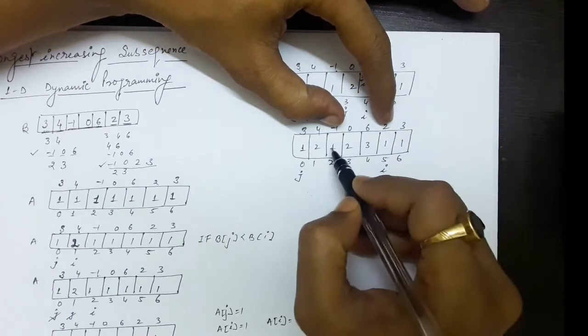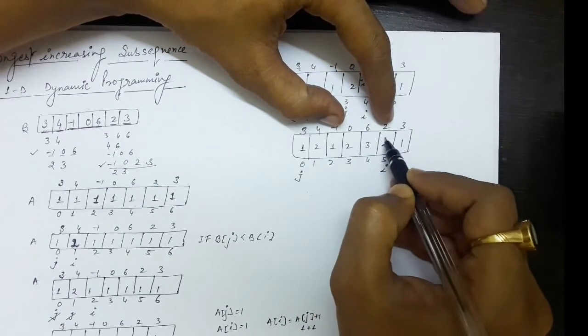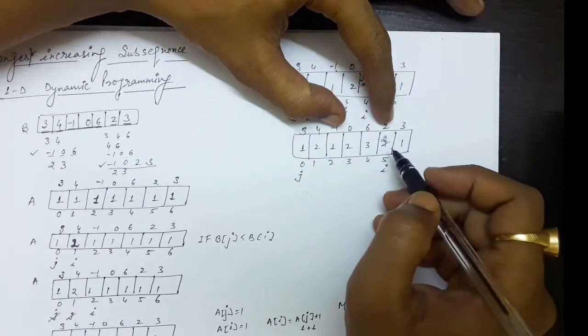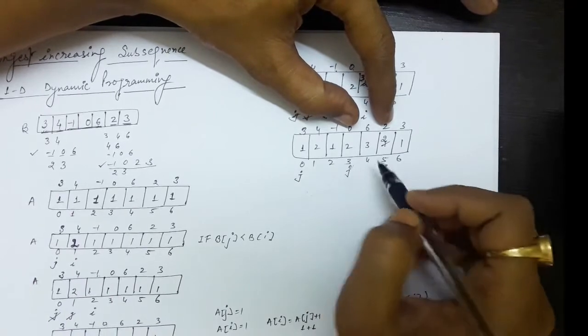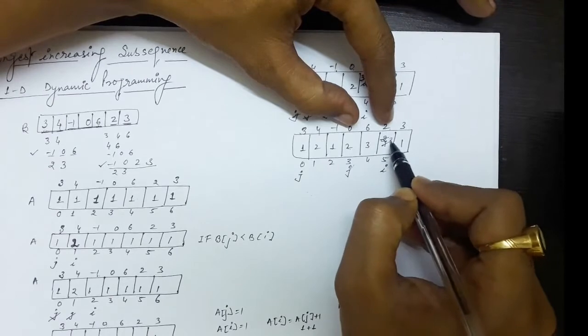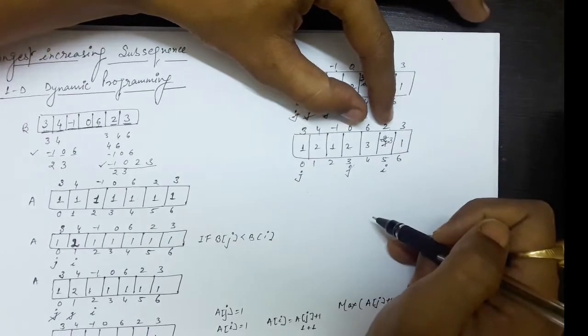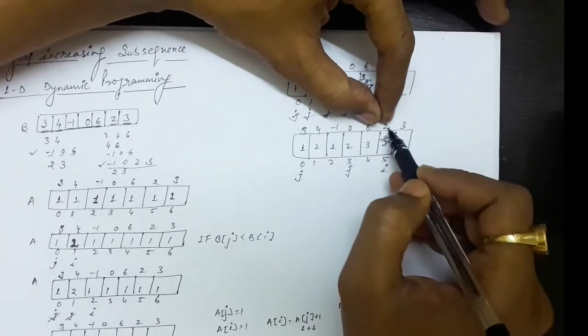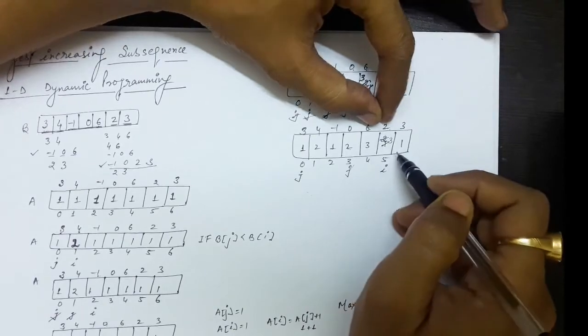So what we can do? A[J] plus 1, 1 plus 1, 2 value can be set here. Then you again increment this J. 0 is less than 2. So 2 plus 1, 3 value can be set here. And then 6 is not less than 2. So we cannot update this value.